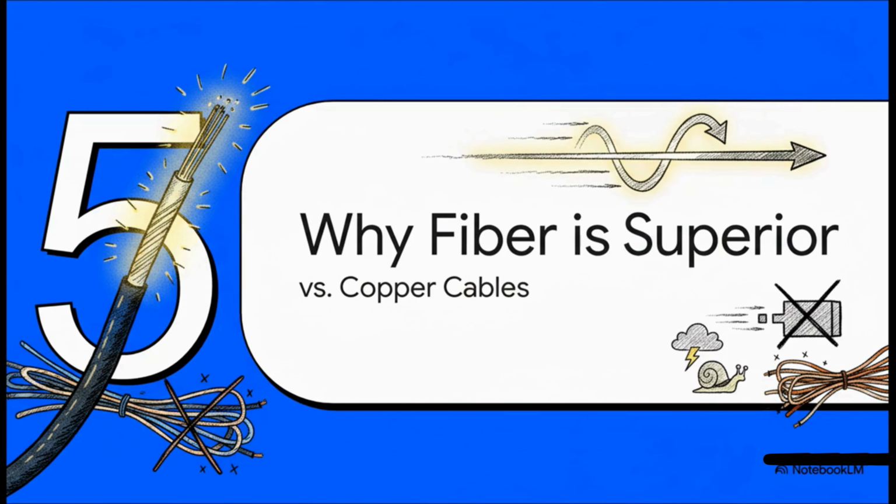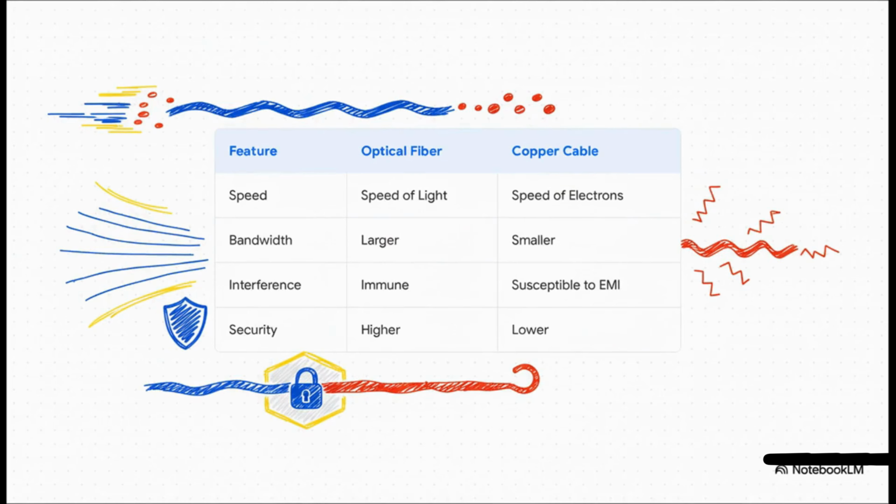Looking at all this insane engineering, it really makes you wonder, why go through all the trouble? What was so wrong with the old copper wires we used for everything? Well, to put it simply, it's not even a contest. Fiber is better in pretty much every single way. Speed? You're talking about light versus electrons. Light wins every time. Bandwidth? How much data you can push through. It's like going from a garden hose to a fire hose.